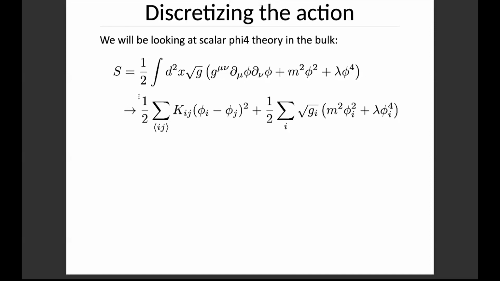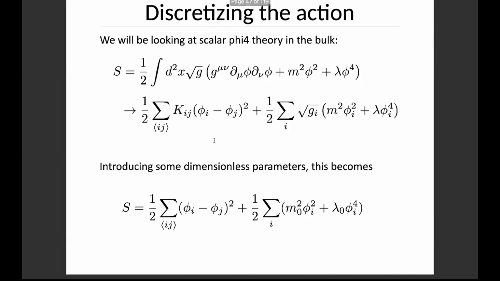When we discretize it, we introduce finite differences, finite spacing. These K_ij here are known as the kinetic weights, which I'll explain geometrically in the next slide. As we always do, we introduce some dimensionless parameters, and we can turn the action into this nice form here. This is the one that we're going to put in the computer, in C or C++ or Fortran or whatever, where we can put in finite differences and have discrete points.